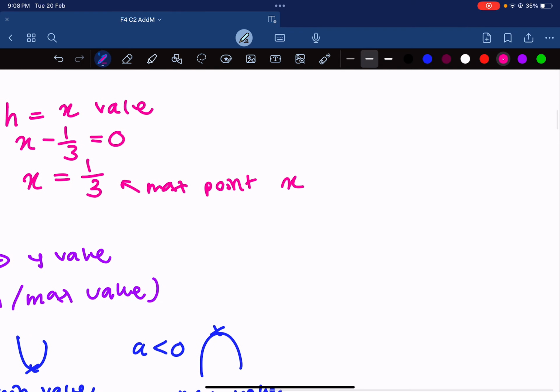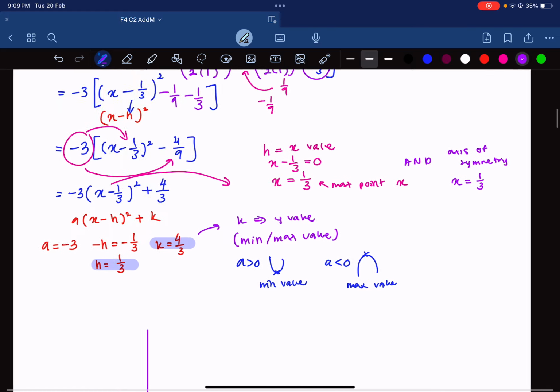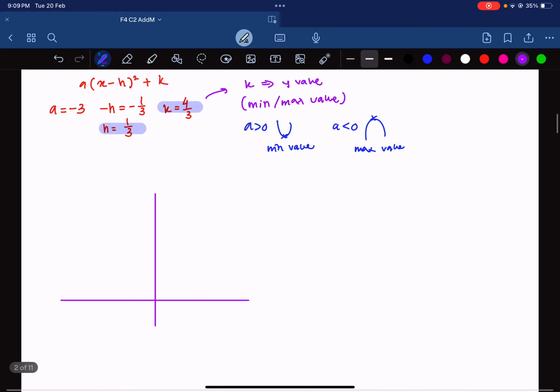And it is also the axis of symmetry. Okay, axis of symmetry dia, ataupun paksi simetri dia, X sama dengan 1/3.